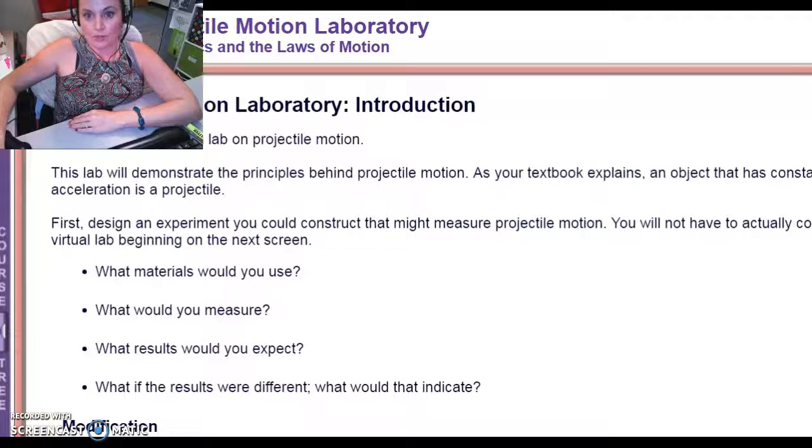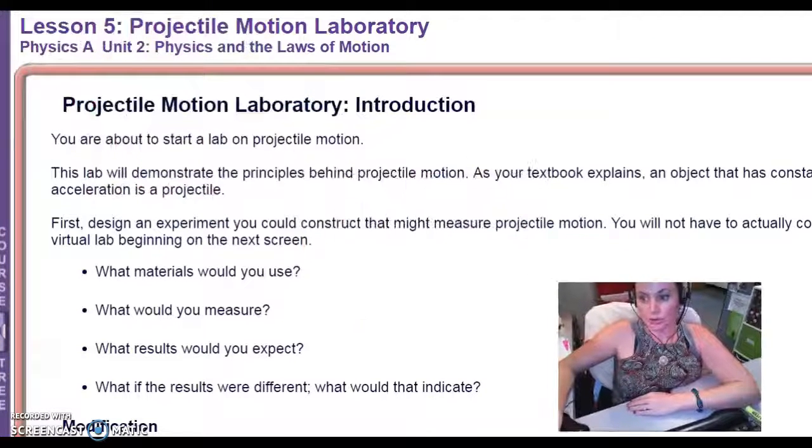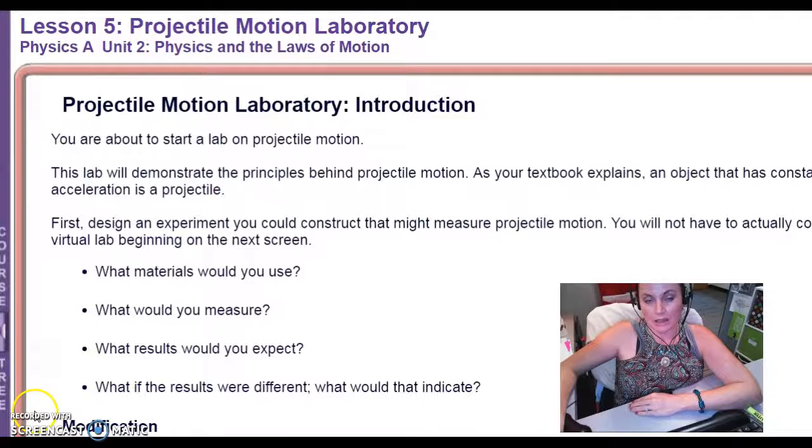Today I am going to do a video tutorial on the Projectile Motion Laboratory, which is in Unit 1, Lesson 5. And actually this is your first lab for physics for the school year, so there's lots of stuff we need to go over to make sure that you do a good job.